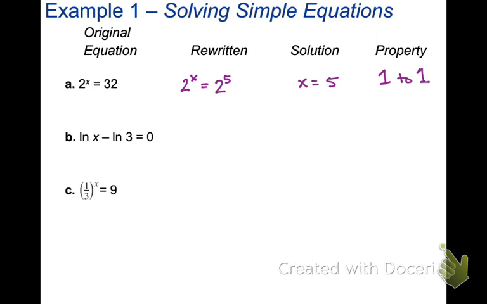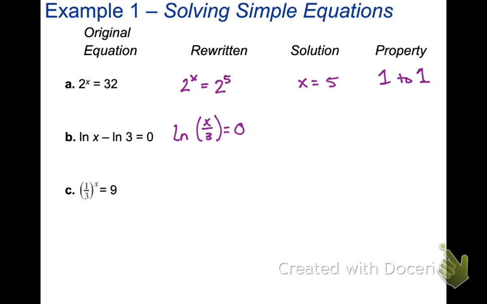Natural log of x minus natural log of 3 equals 0. How would I rewrite that? It would be x divided by 3. So I have the natural log of x over 3 equals 0.